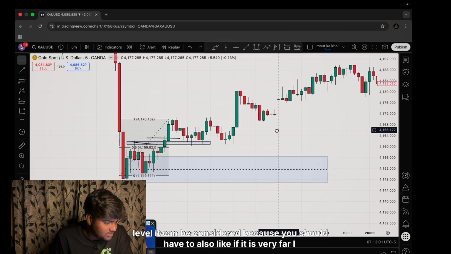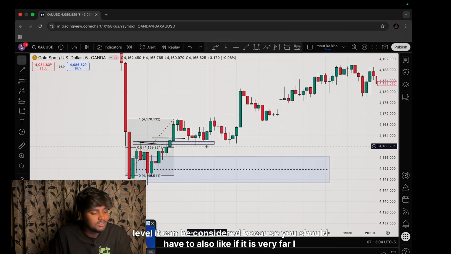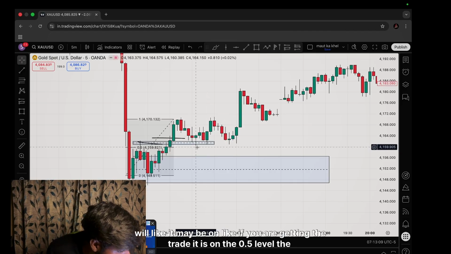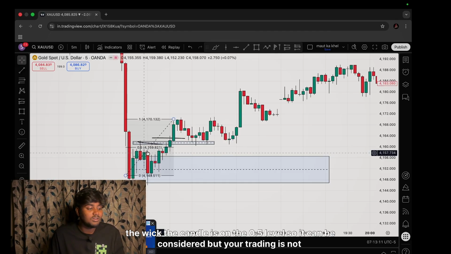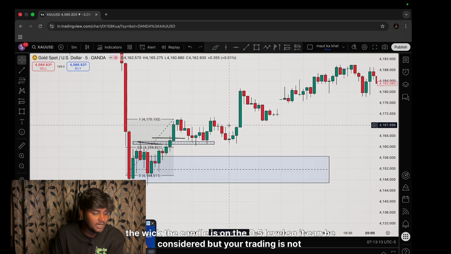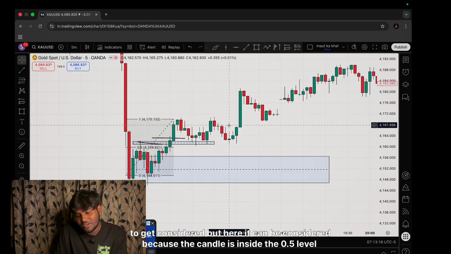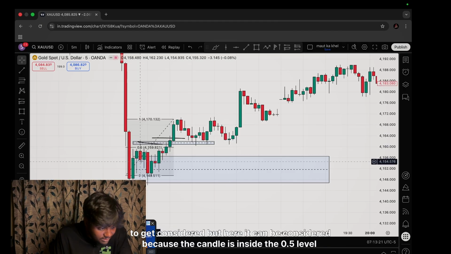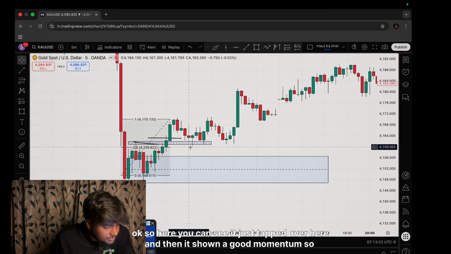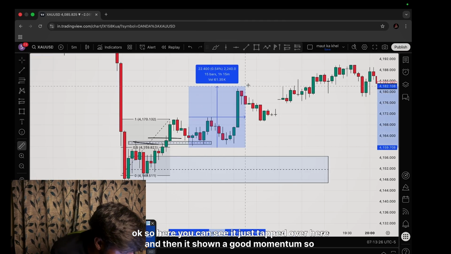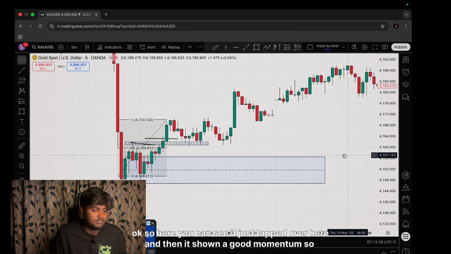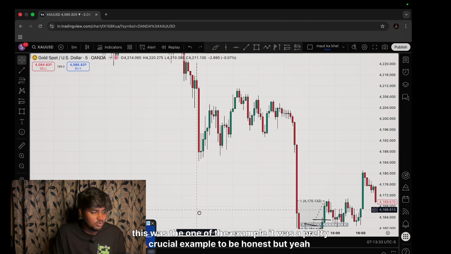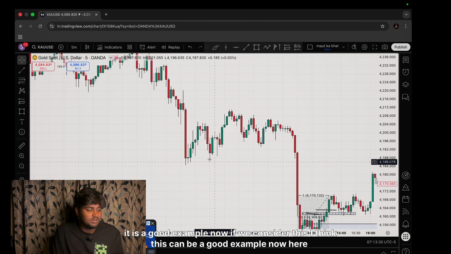It can be considered, because if it is very far away it should not be, but if you are getting the trade and the candle is on the 0.5 level, it can be considered. Here it can be considered because the candle is inside the 0.5 level. Okay, so here you can see it just tapped over here, and then it showed good momentum. So this was one of the examples. It was a pretty crucial example, to be honest, but yeah, it's a good example.